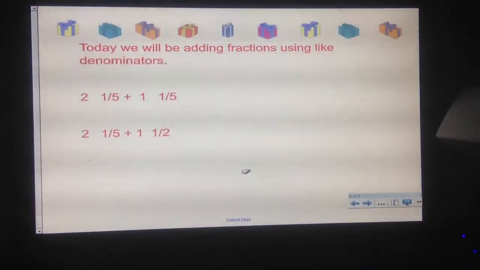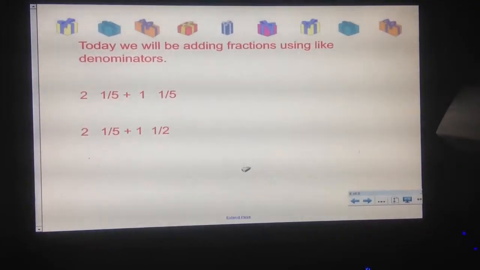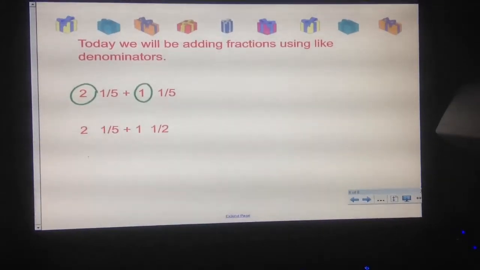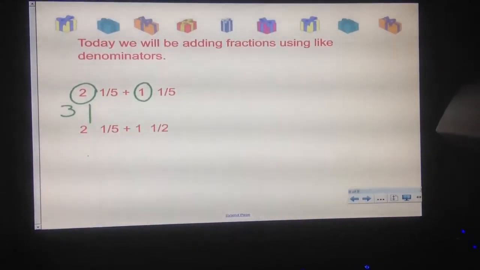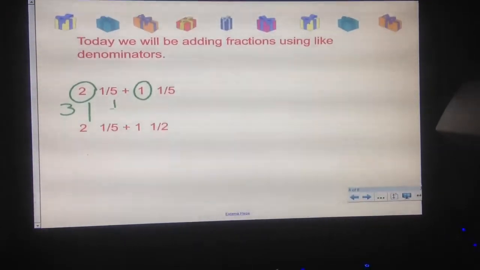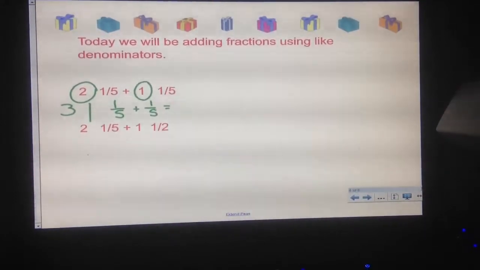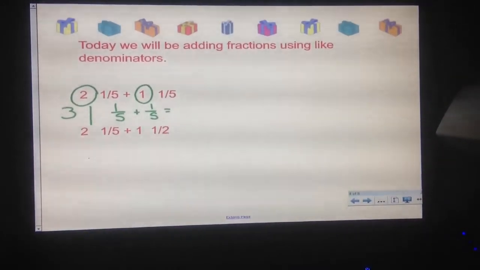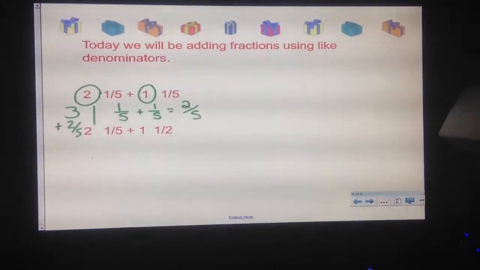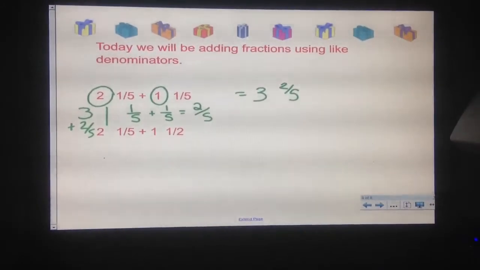So for this first one, we have 2 1/5 plus 1 1/5. You're going to take the whole numbers out first and add those up on the side. That will give you 3. And then I can go over to the other side. I'm just drawing a line to separate it. And I have 1/5 plus 1/5, which is nice and easy because the denominator's already like. So that's going to give me 2/5. So now I can add that. 3 plus 2/5, and that will give me 3 and 2/5.